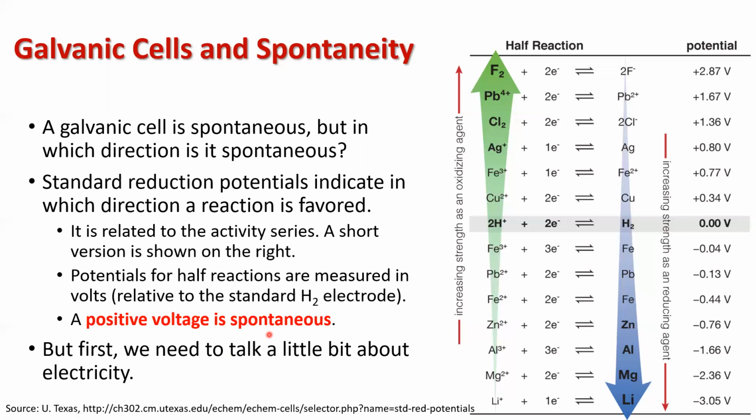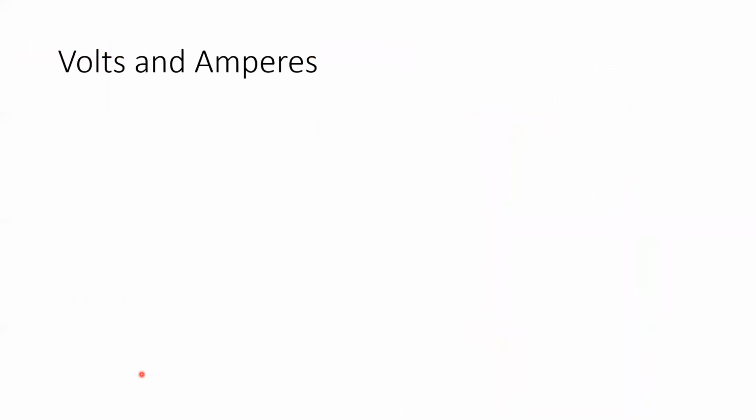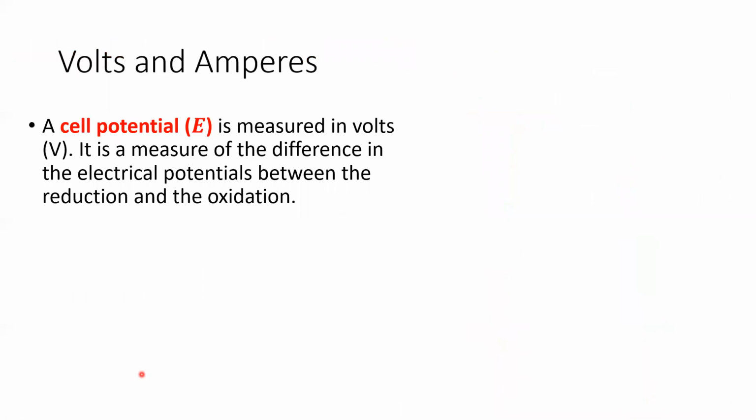Okay, so before we go through whether it's spontaneous or not, let's do a little bit of a talk on electricity. When we talk about cell potential, the symbol that we use for cell potential is a capital E. The units are volts, which is a capital V. And it's essentially a measure of the difference of the electrical potentials between the oxidation half reaction and the reduction half reaction.